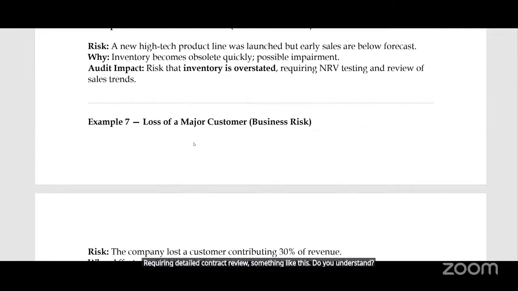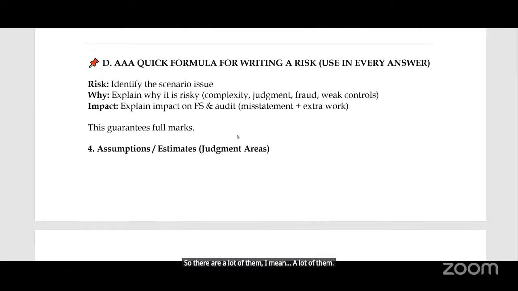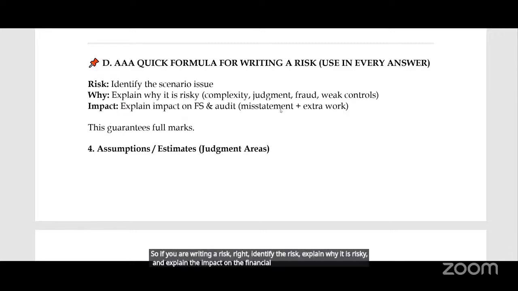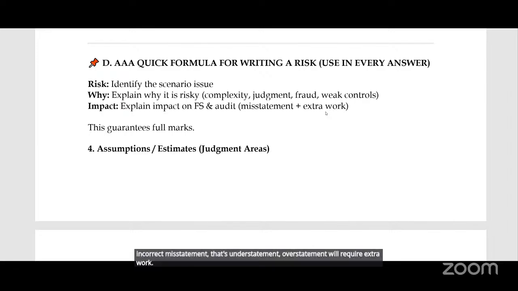So there are a lot of them. If you are writing a risk, identify the risk, explain why it is risky, and explain the impact on the financial statement and on the audit, like misstatement. So incorrect recognition, understatement, overstatement, will require extra work. You have to state it. And this will give you full marks. All right? Good.